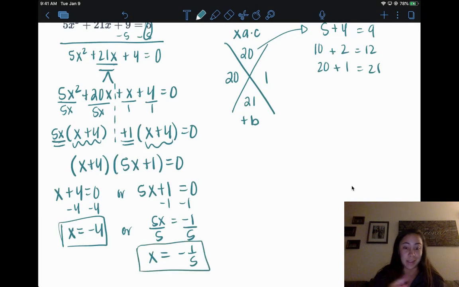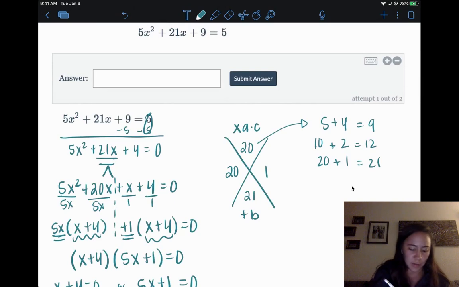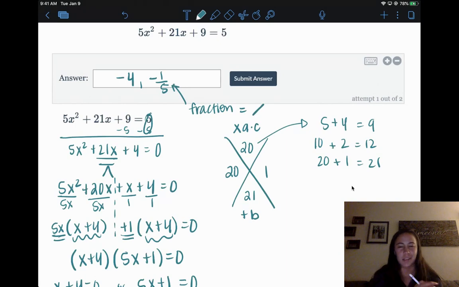How you enter it into your answer box on DeltaMath, remember you have to do -4, comma, space, and then you have to do -1/5. To get the fraction symbol, you have to enter in that slash, the one that's right underneath the question mark, so that will be there for you. You can also use this little keyboard over here to help you type these out as well.